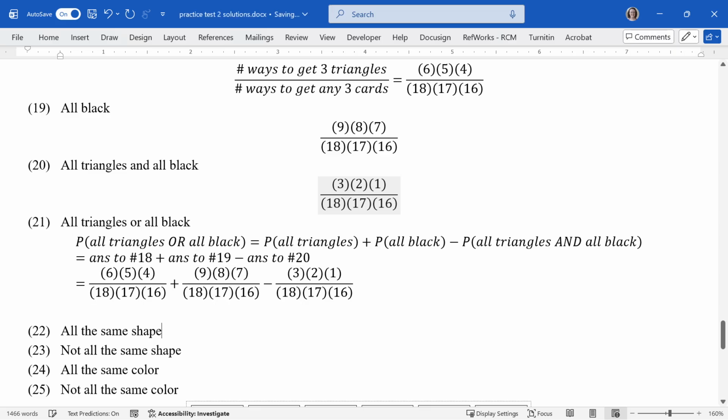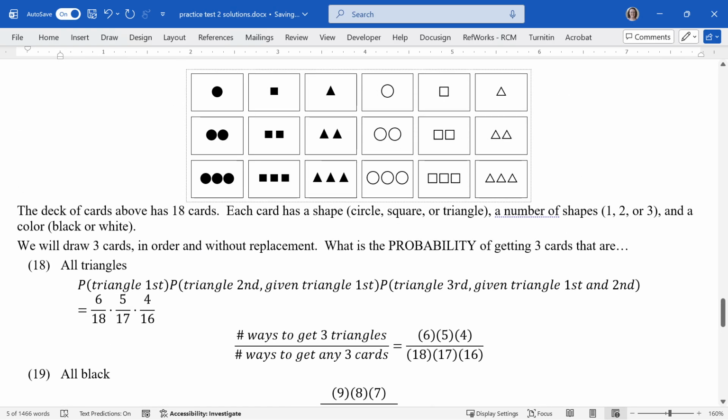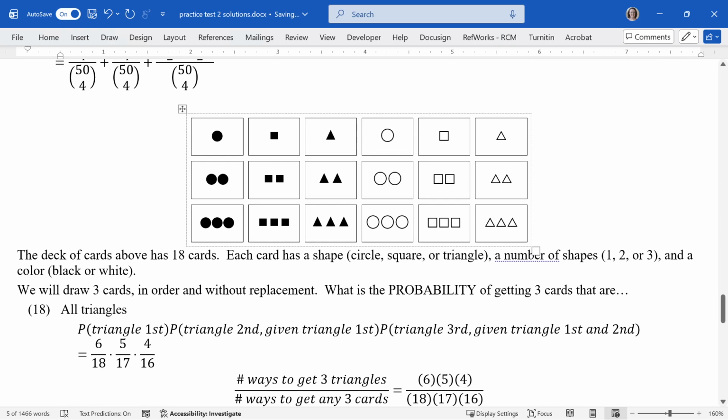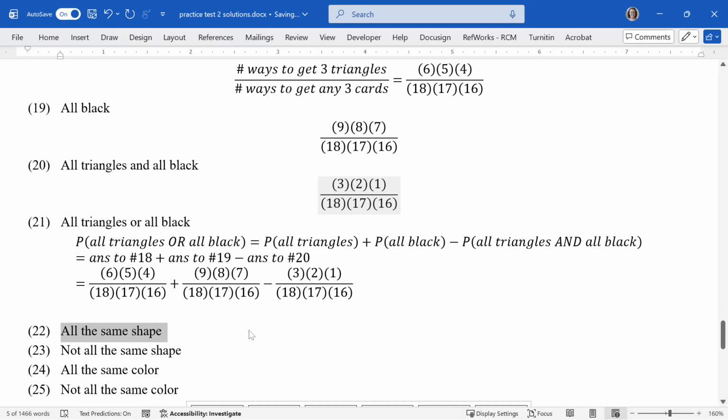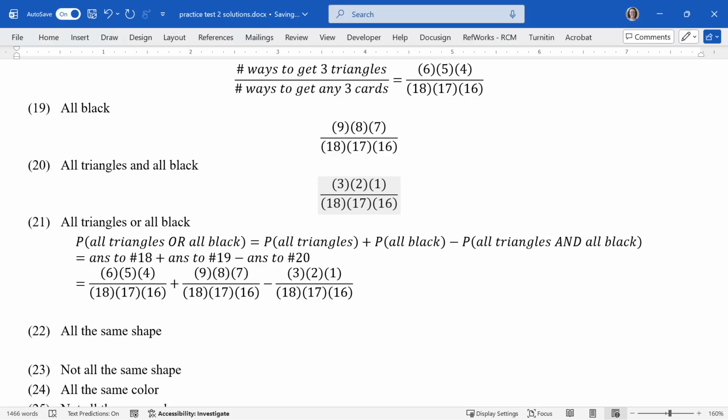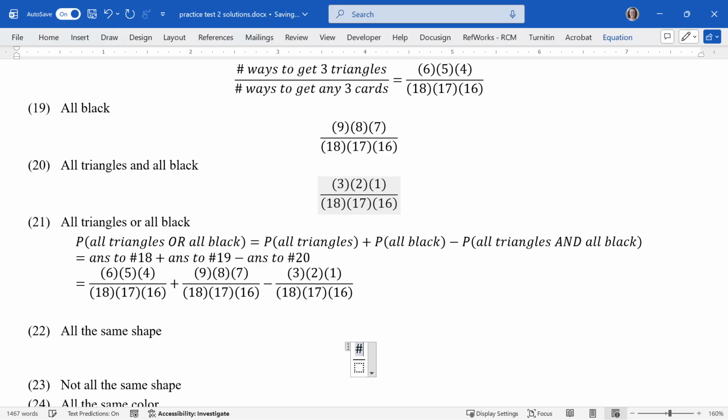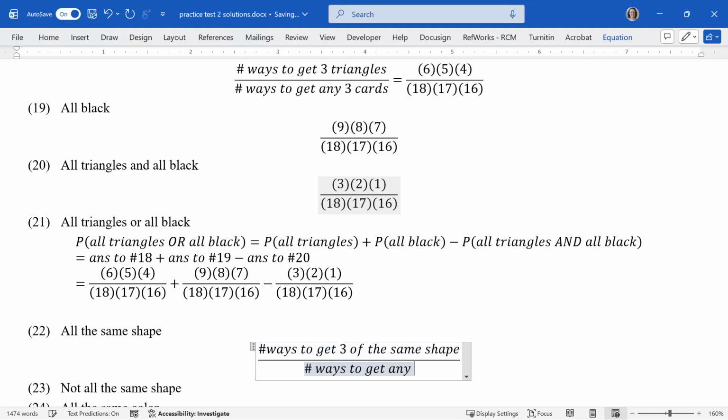Okay, next question, all the same shape. Now I haven't told you what shape, just what's the probability that the 3 cards you pick are all the same shape. So we're going to do this the same way as we did all triangles. On the top, we'll do number of ways to get 3 of the same shape. And on the bottom, number of ways to get any 3 cards.